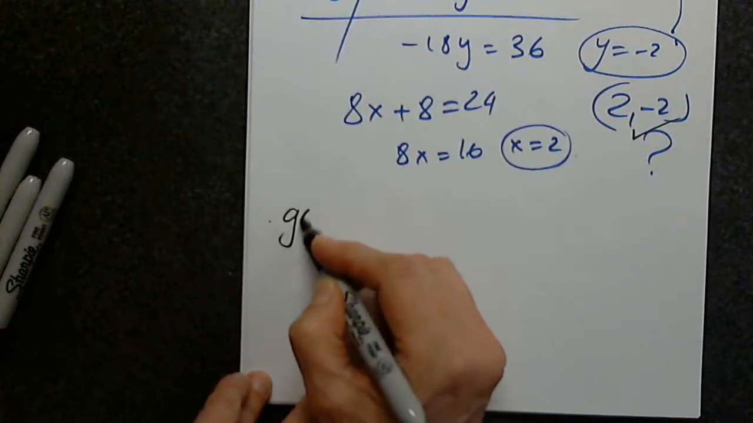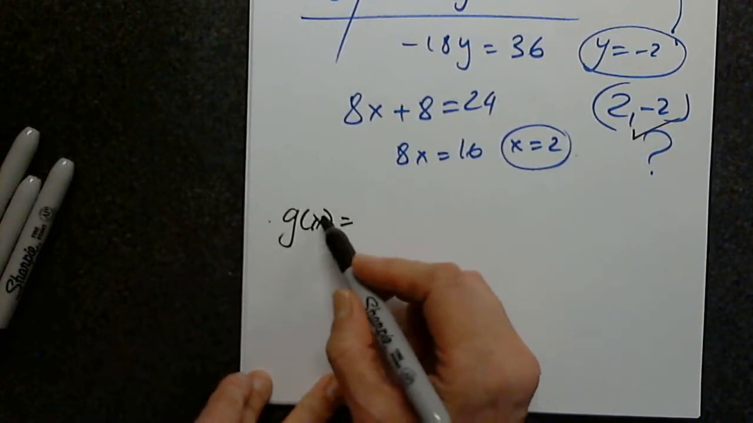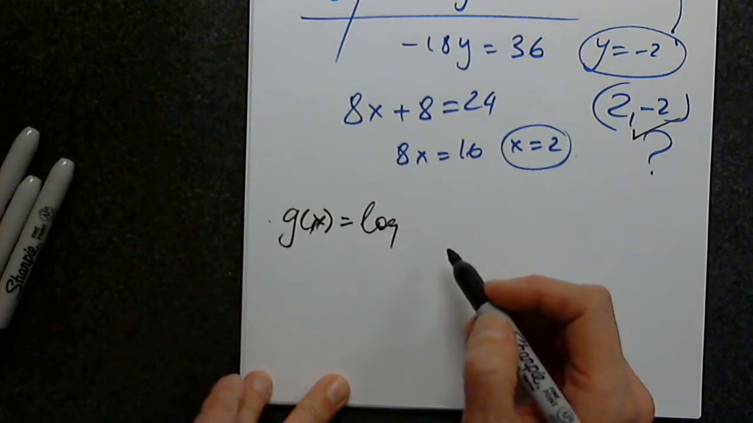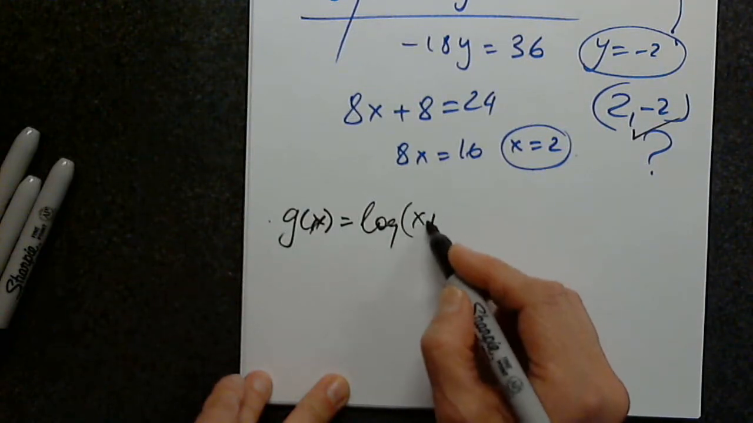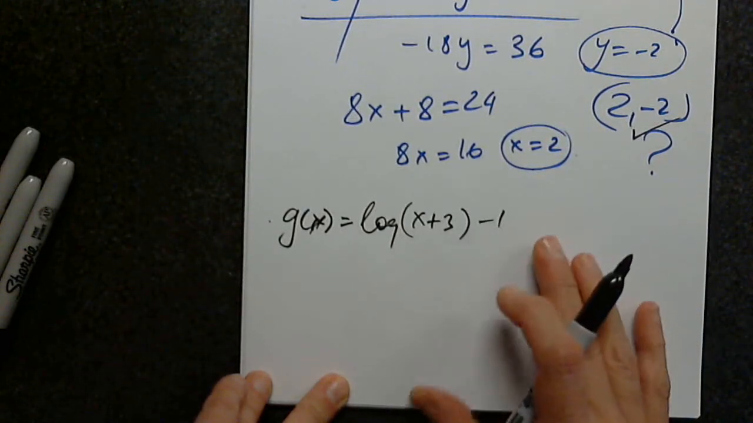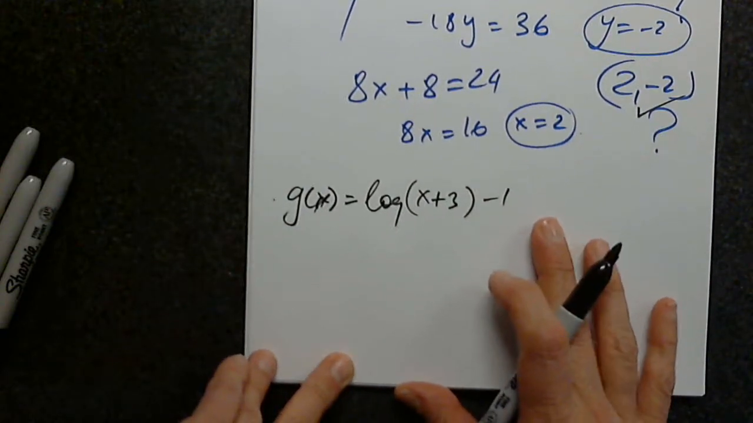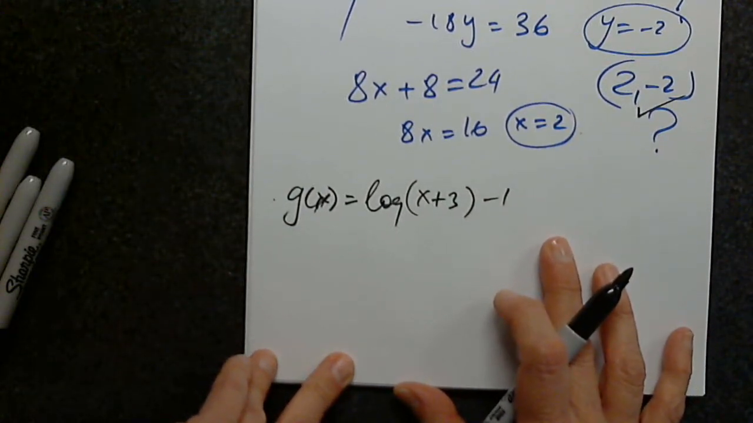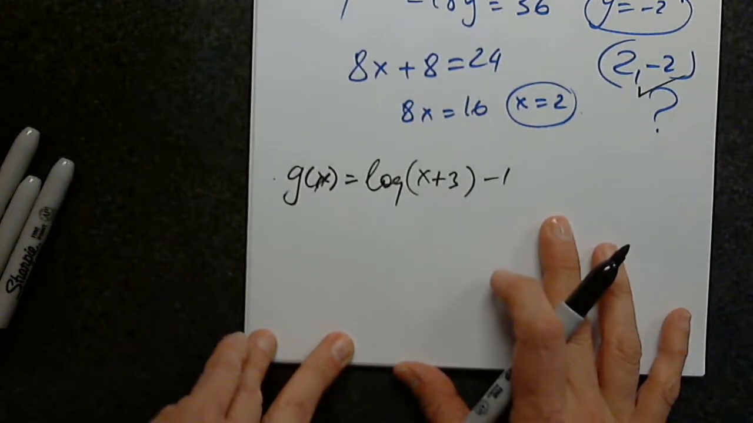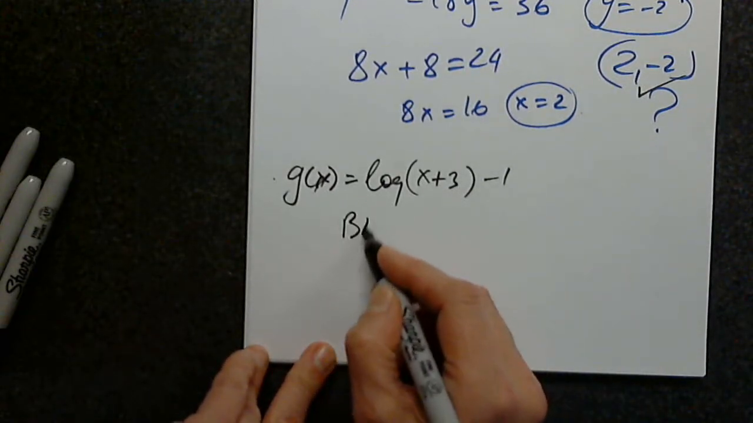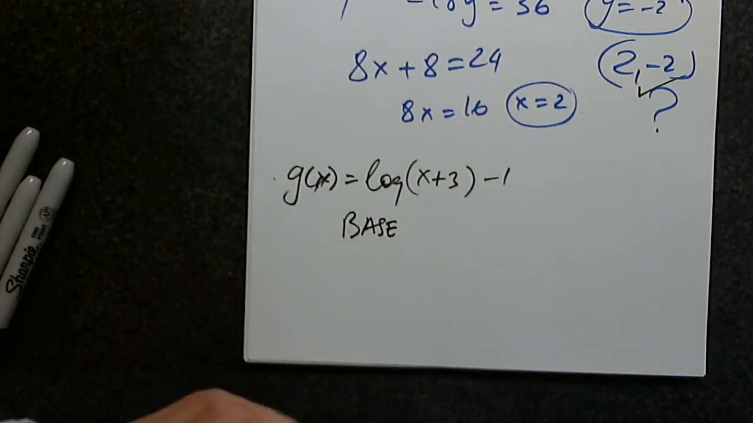g of x plus the log parentheses x plus 3 minus 1. What do we want to do? If you use the transformation in this graph, right. So what is the base function here? The base function.